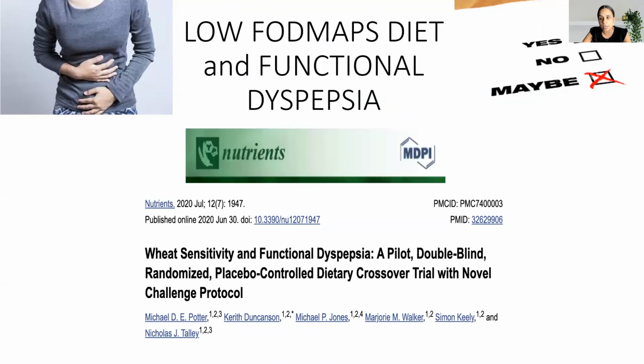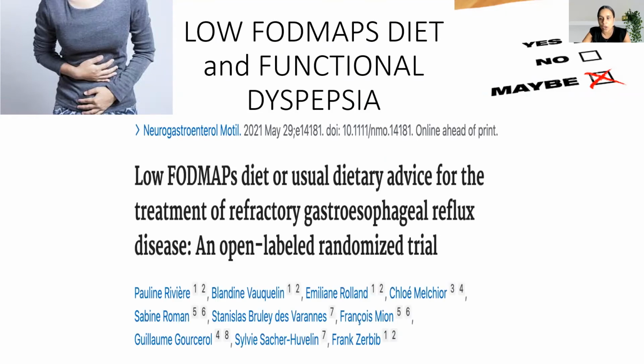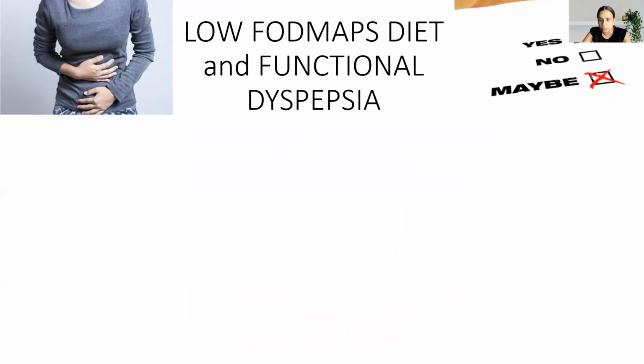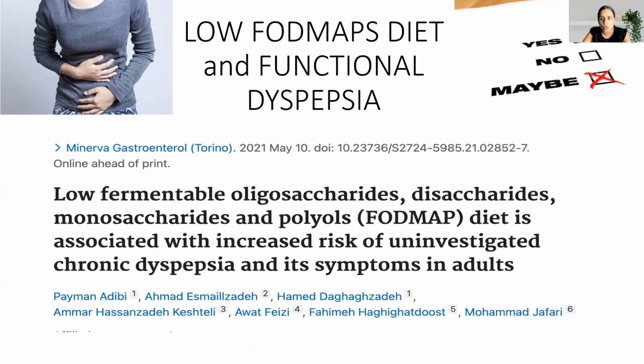An Australian study in 2020 found no significant improvement in a small group of adults with functional dyspepsia on a low FODMAP diet. Further, an adult study using the low FODMAP diet for PPI refractory GERD found that a low FODMAP diet had a similar effect as usual dietary advice for GERD. And to further cloud things, a cross-sectional study of almost 3,000 adults in Iran actually found that a low FODMAP diet increased the risk of chronic dyspepsia, making it 2.5 times more common in women who consumed a low FODMAP diet.